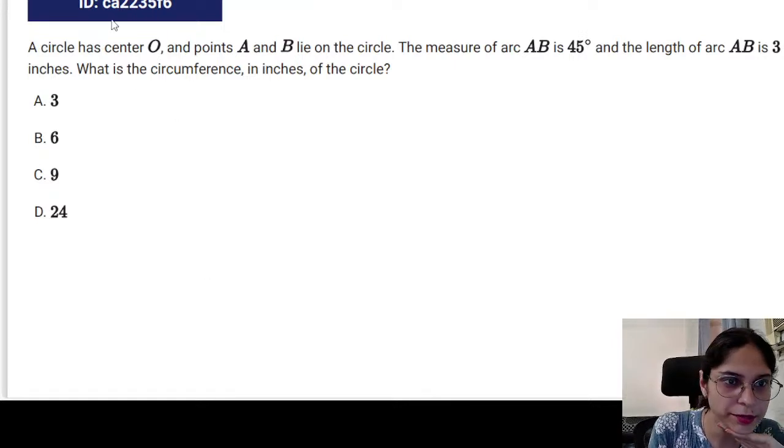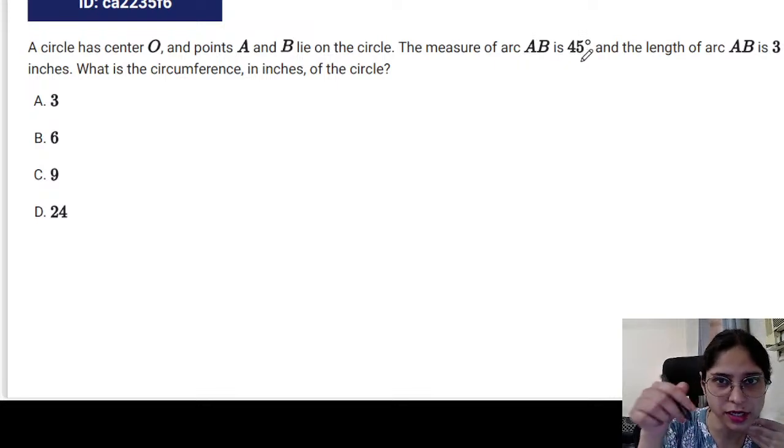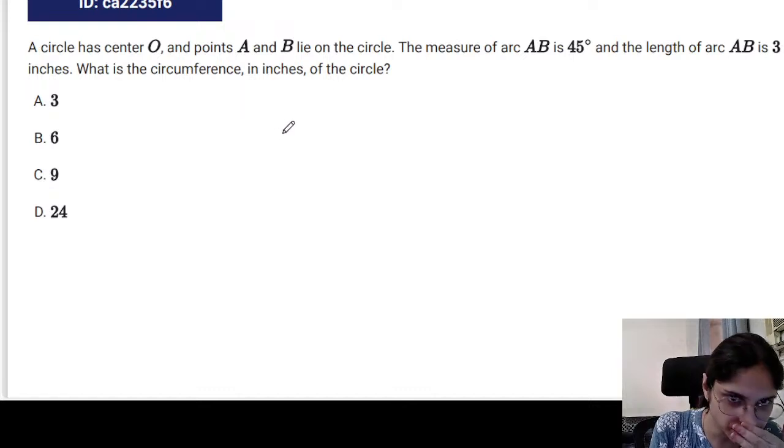Again, okay. Circle has center O, points A and B lie on the circle. Measure of arc AB is 45 degrees. That means the central angle is also 45 degrees. Length of arc AB is 3 inches. What is the circumference?